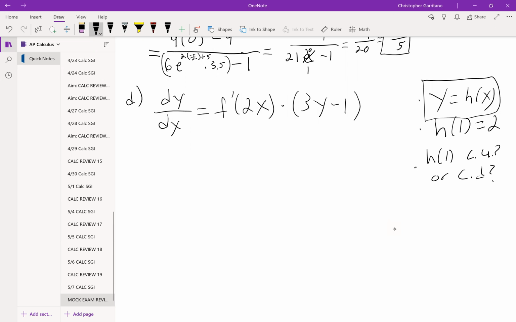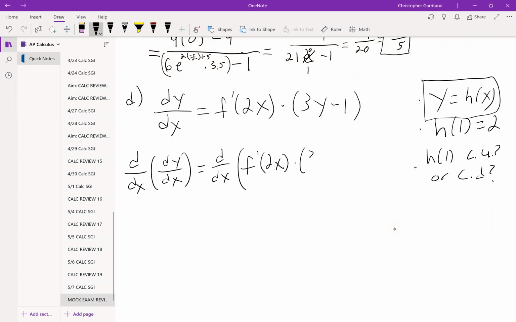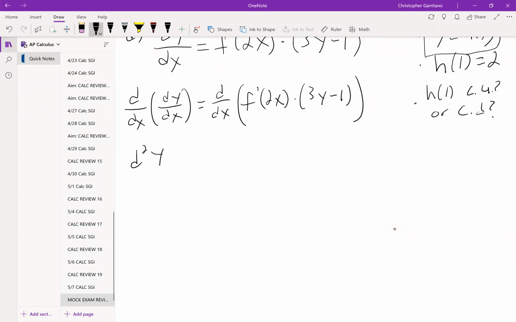Let's apply d/dx to both sides. Okay, the left side, very simple, just becomes d squared y over dx squared. The right side, a little bit more complicated because there's a product of two functions, so we need to use the product rule. So I like to do it the first function times the derivative of the second function. The derivative of the second function is just 3 dy/dx.